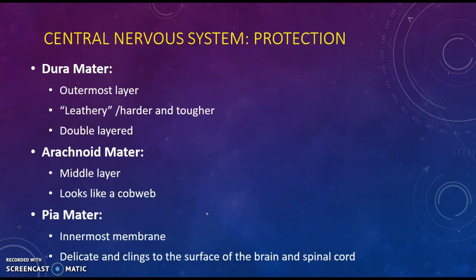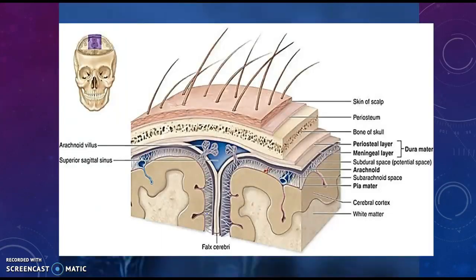So your dura mater is very, very tough and hard. It's your outermost layer. It almost has a leathery feel to it, and it really does. When you dissect brains, you can definitely see the dura mater. And the arachnoid mater is your middle layer, and they named it arachnoid because it literally does look like a cobweb. And then your innermost layer is the pia mater, and this is what's actually touching the brain and spinal cord. It's clinging to the outside of it.